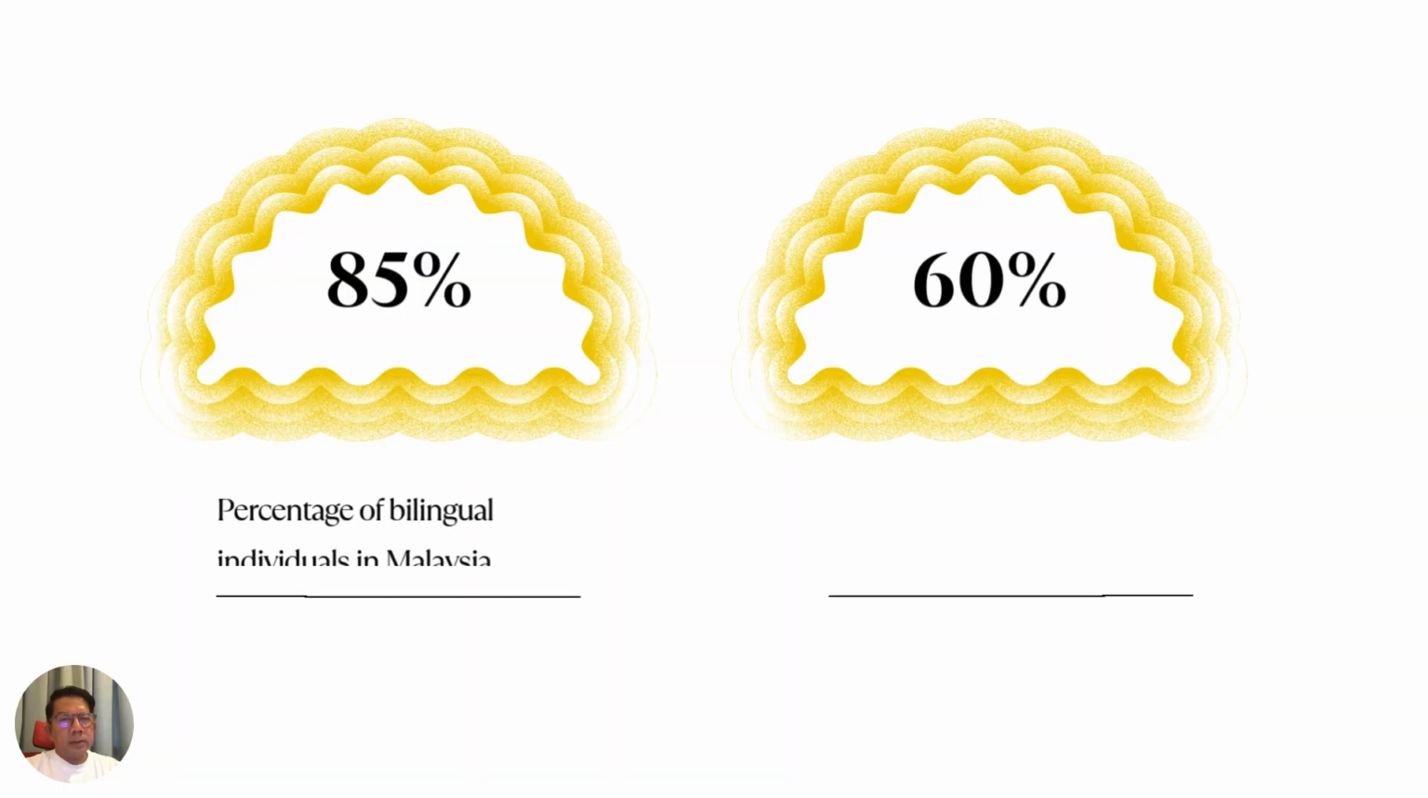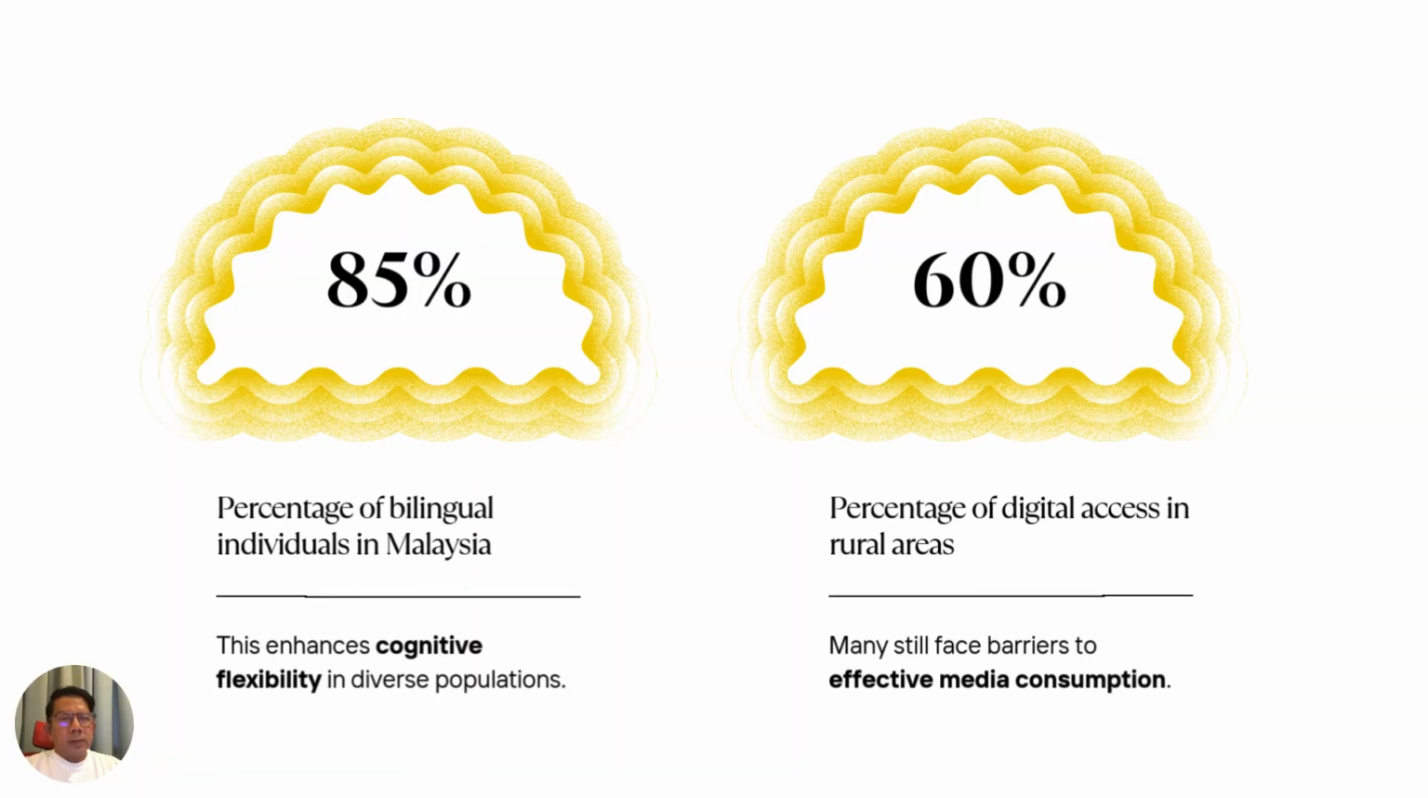And here's a little trivia. 85% is the percentage of bilingual individuals in Indonesia. This is quite high, and this enhances cognitive flexibility in a diverse population, whereby 60% is the percentage of digital access in rural areas. So many still face barriers to effective media consumption.